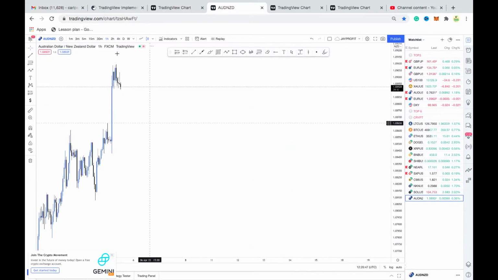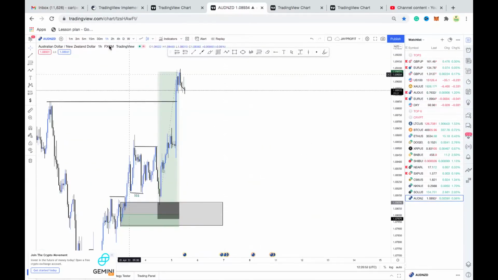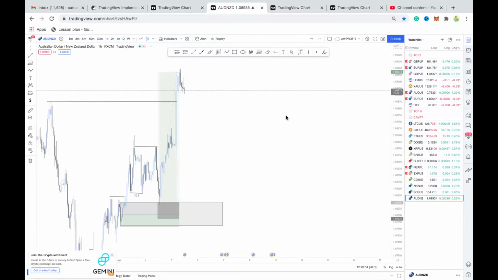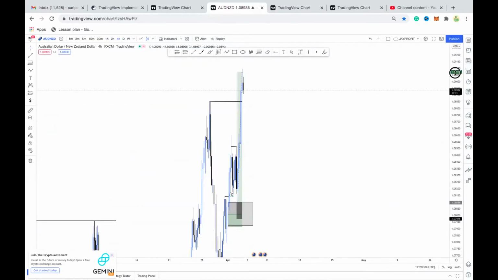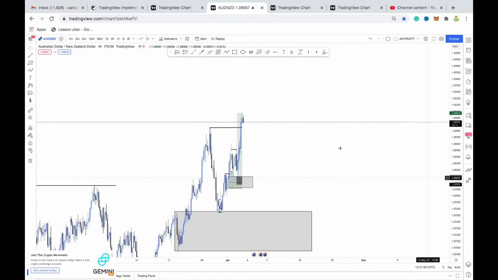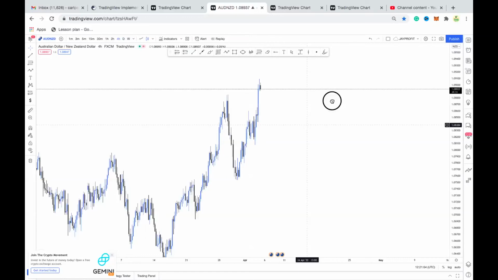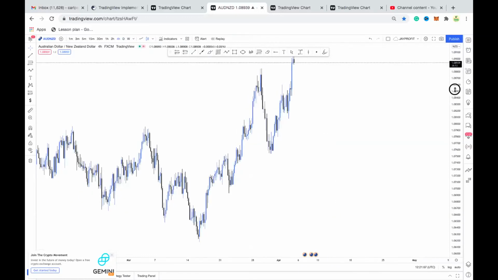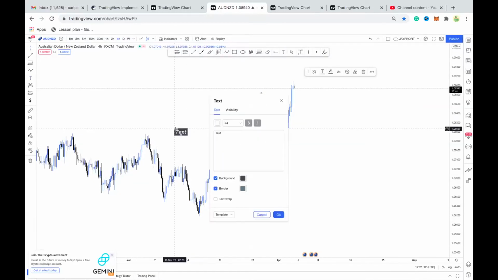I'm just going to take this pair right here as a case study. I'm going to head to the 4 hours time frame. On the 4 hours time frame, when we're talking about market structure, I'm going to get rid of this whole chart settings. So what can we see right here? We can see that the market is creating higher highs and higher lows.